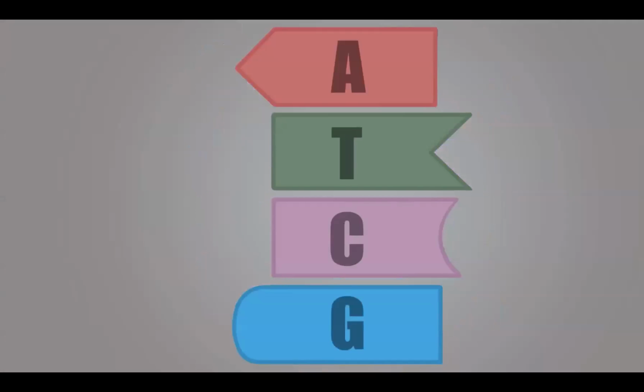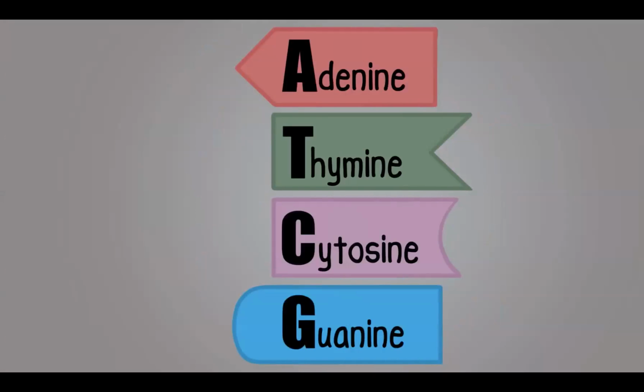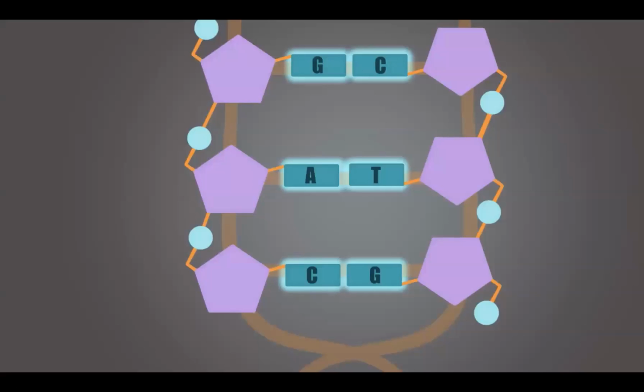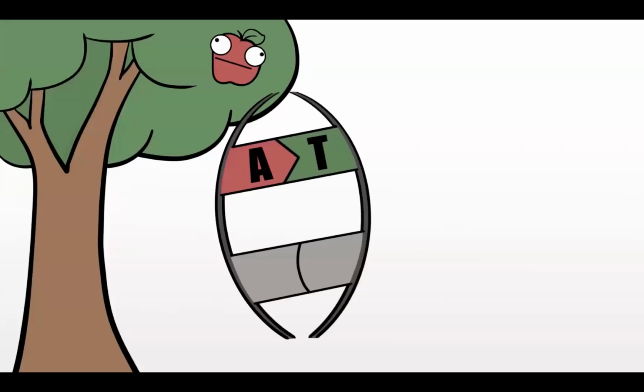A lot of times they'll just use the letters A, T, C, G. The A is for adenine, the T is for thymine, the C is for cytosine, and the G is for guanine. These bases actually pair in a specific way, and there's a popular mnemonic that can help you remember which of them pair together. Apples in the tree, that tells you the A for apples, T for tree, because the bases A and T go together.